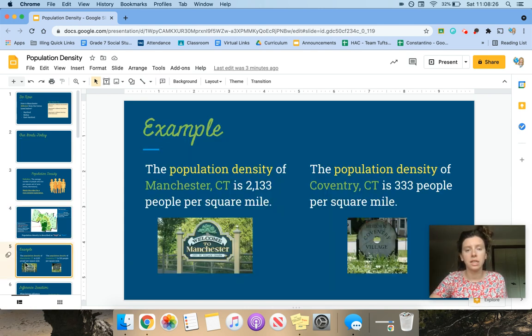I also have a little example here. The population density of Manchester, Connecticut is 2,133 people per square mile, and Coventry, the town I grew up in, about 2 towns away, is only 333 people per square mile. Now, that's not saying that that is how many people live in every square mile of those towns, but it is an average, and that's how a lot of geographers measure population density, with averages.